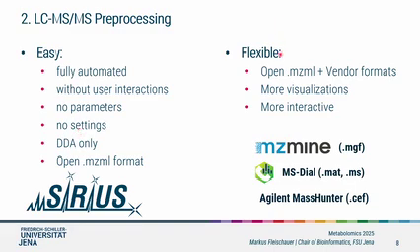The other option is that you use a more preprocessing-focused tool, since SIRIUS is really focused on compound annotation, like MZmine or MS-DIAL or Agilent MassHunter. If you're using one of these tools, you can export peak list formats that are all supported by SIRIUS. MZmine, for example, has a specific SIRIUS export function.